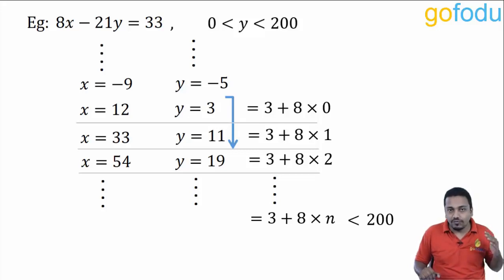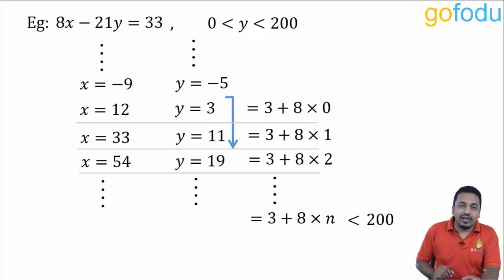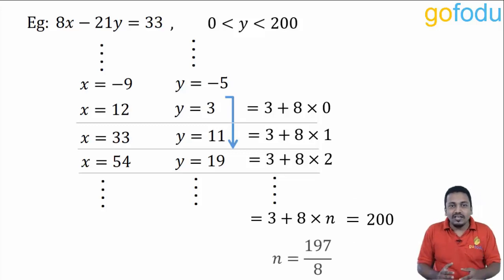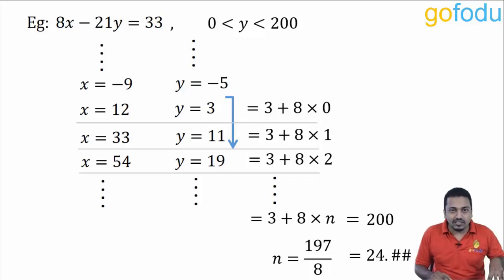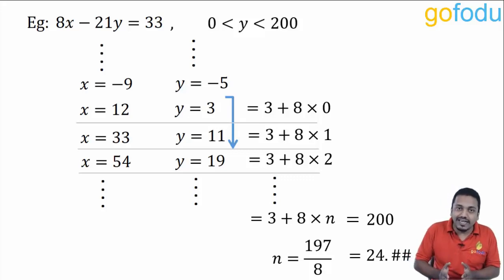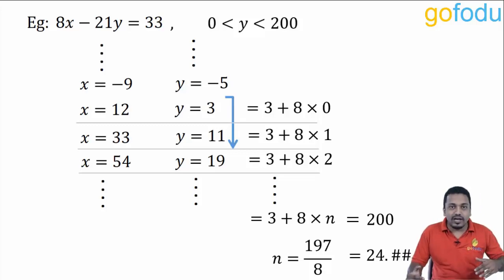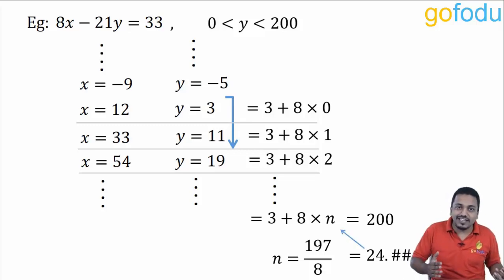So we have to find the maximum value of n for which 3 plus 8n does not exceed 200. To find the maximum value of n allowed, let's first find out the value at which 3 plus 8n equals to 200. Equate it to 200, n will come out to be 197 by 8, that is 24 point something. Decimal part is not important. This is 24 point something, more than 24. Now the only thing important to understand here is that at 24 point something, 3 plus 8n becomes 200. So for n equal to 24, 3 plus 8n is going to be less than 200, right?